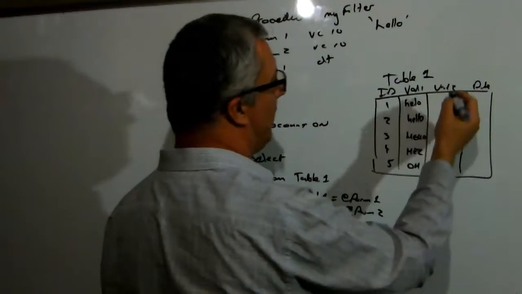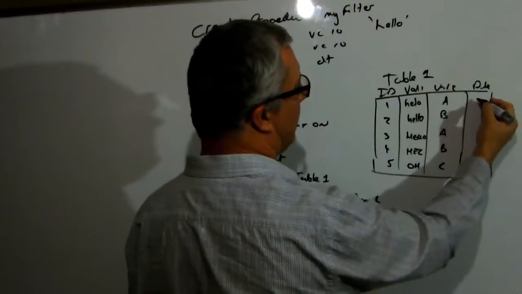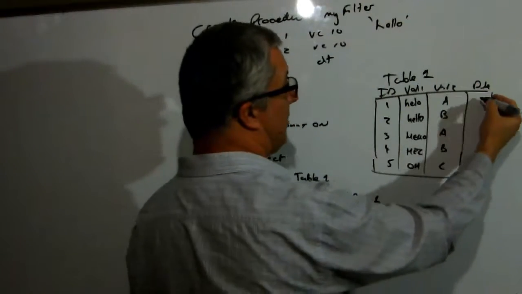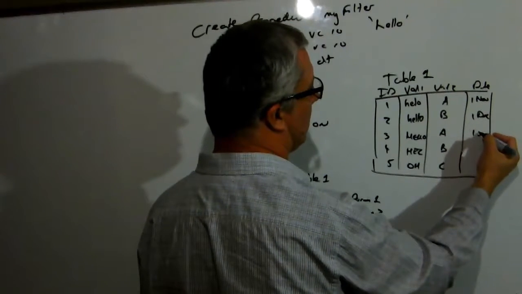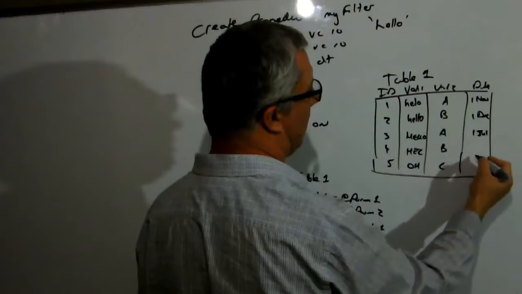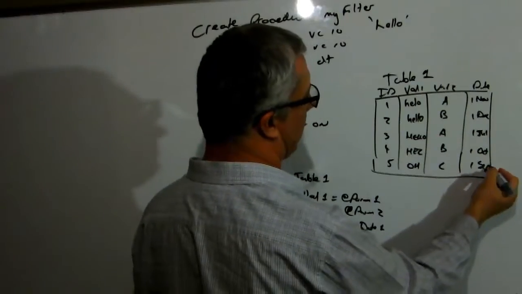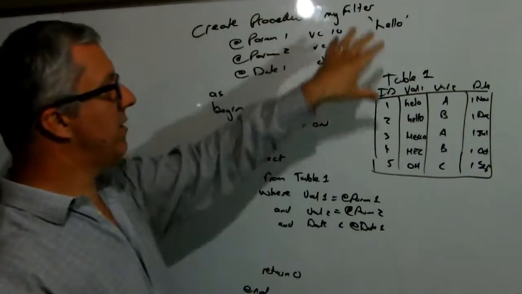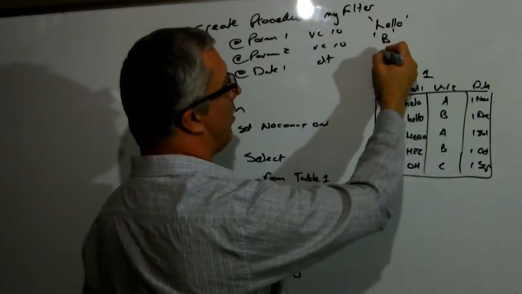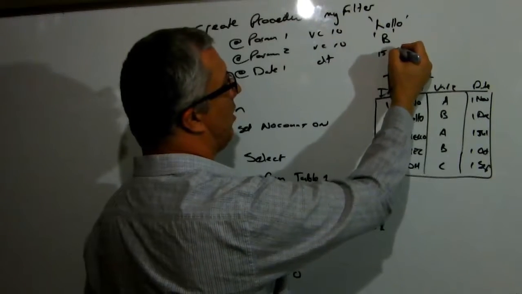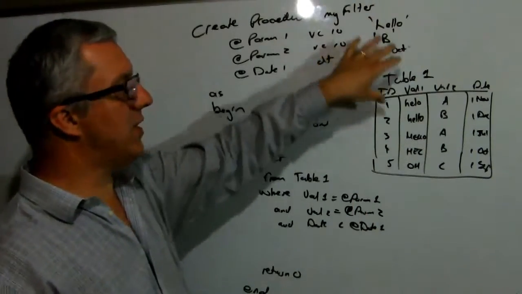Let's just put this one A, B, C, and then the date would be, I'm not going to put full dates in here, but effectively it's 1 November, that is 1 December, that is 1 July, that is 1 October, and that will be 1 September. So if I send the values through: hello, B, and a date time of, let's say, the 15th of October. Effectively I'm sending those through.